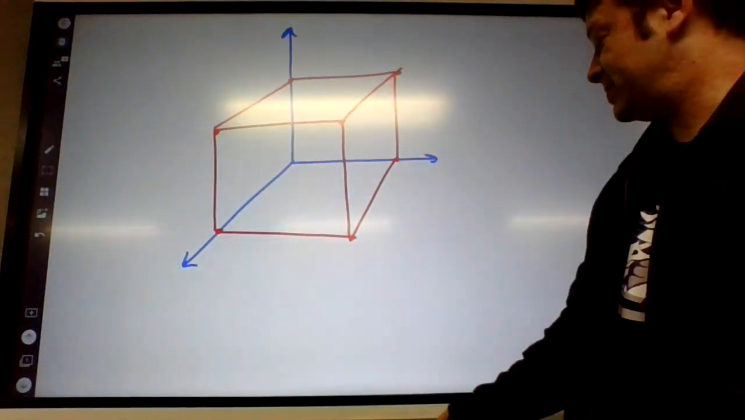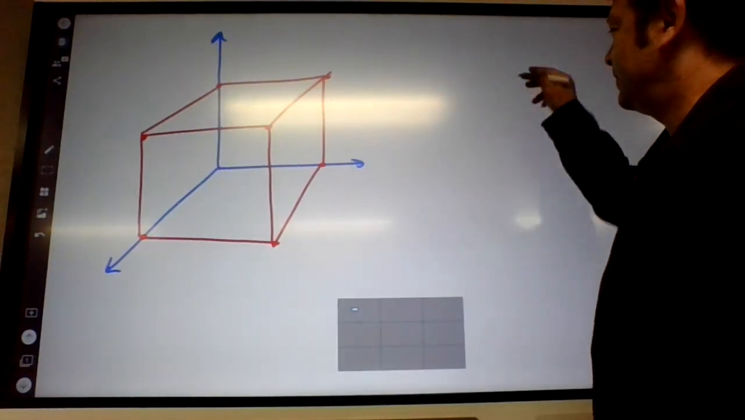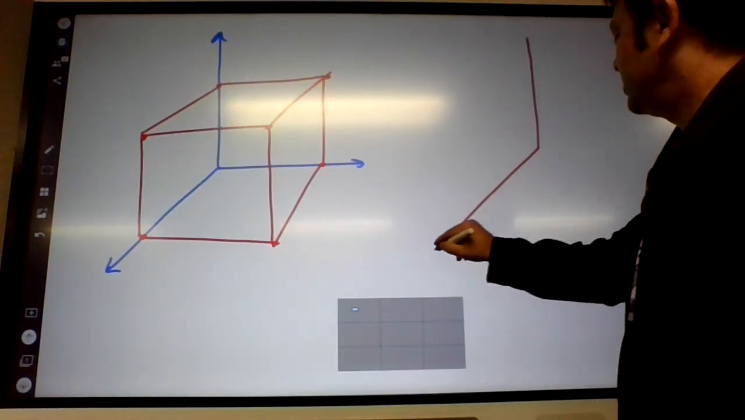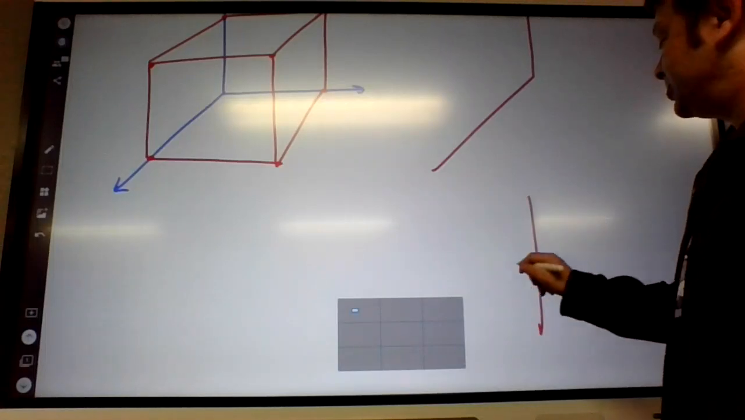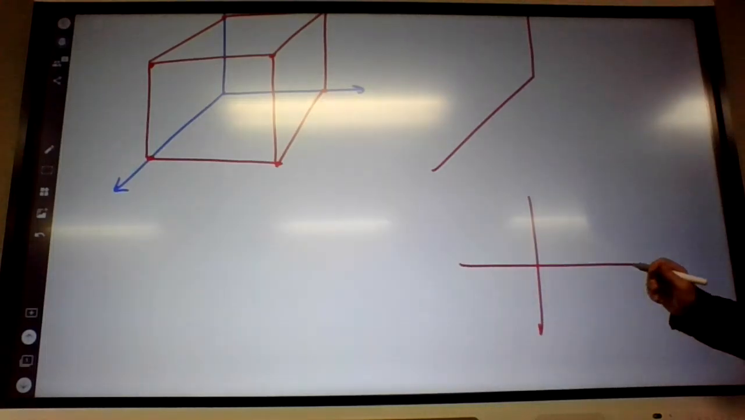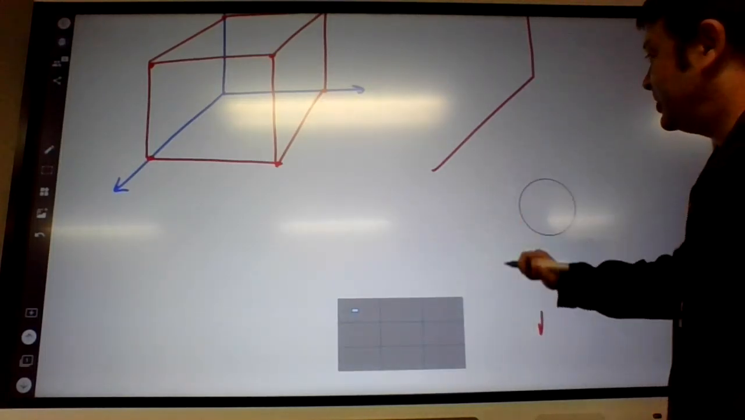This is a 3D graph, as opposed to our normal two-dimensional XY coordinate plane, the Cartesian plane. This is how you do a 3D graph.